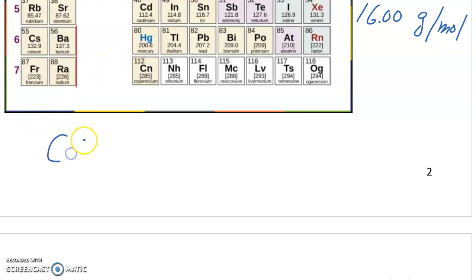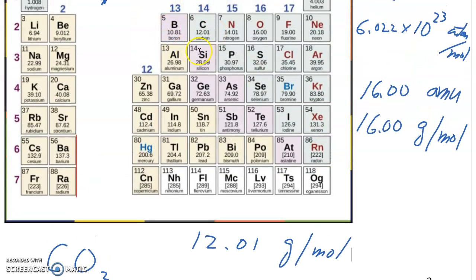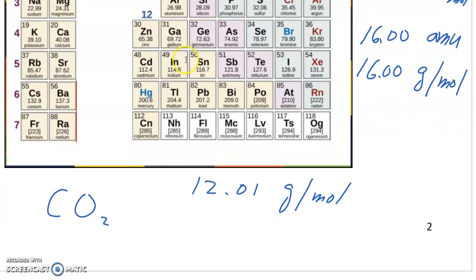Okay, let's try to calculate the molecular mass or molecular weight. Let's say CO2, carbon dioxide. I would like to know what is the molecular mass for this molecule. Okay, so let's look at carbon. Carbon, it is 12.01 grams per mole. How do I know that? Well, I look from here. All right, oxygen, we have seen that before. Oxygen, that's 16.00 gram per mole.